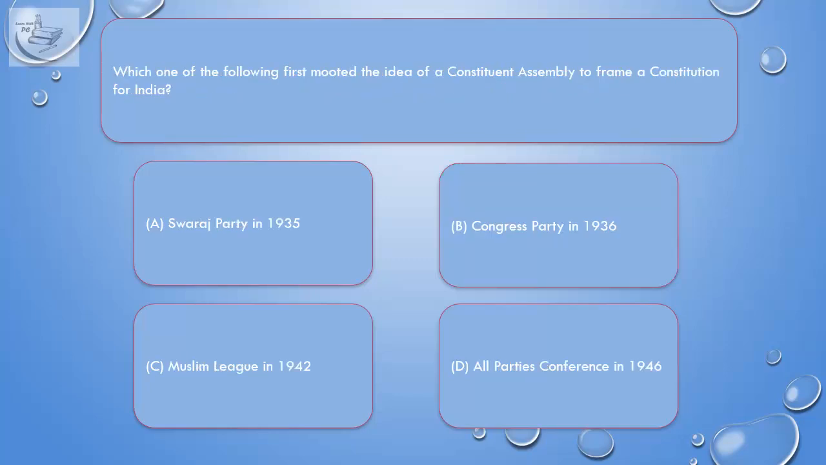Question: Which one of the following first mooted the idea of a Constituent Assembly to frame a Constitution for India? A. Swaraj Party in 1935. B. Congress Party in 1936. C. Muslim League in 1942. D. All Parties Conference in 1946. Correct answer is B. Congress Party in 1936.